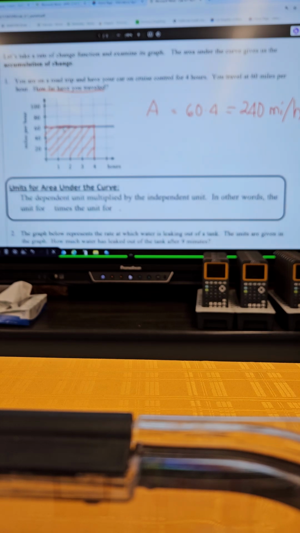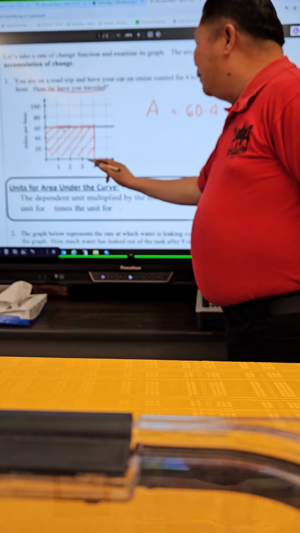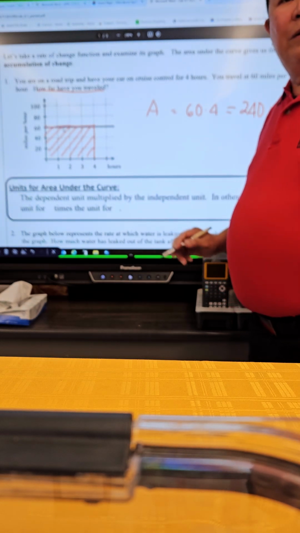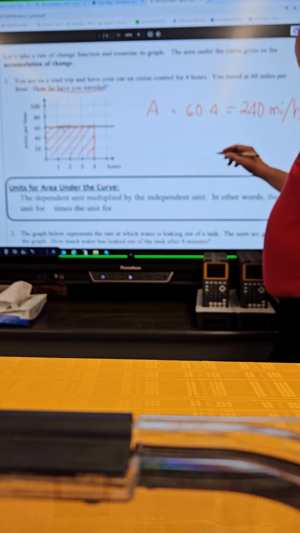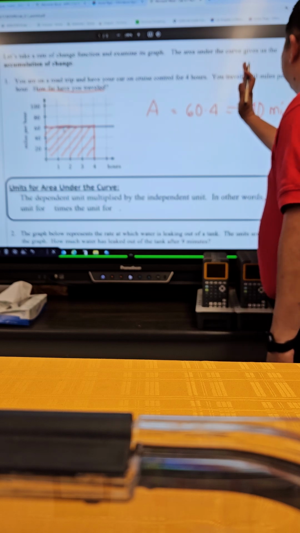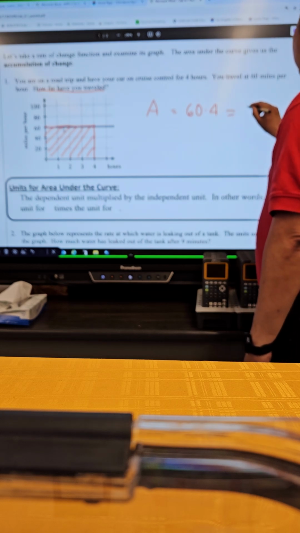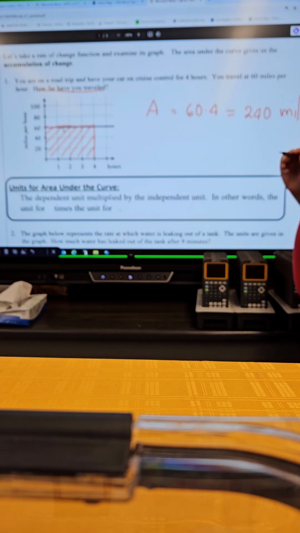So right here, Mike. Right? Why? Miles per hour over hour. What cancels out? The hour cancels out. Good job, Tyler. So it's just miles. I thought it was miles per hour, so I was like, okay.